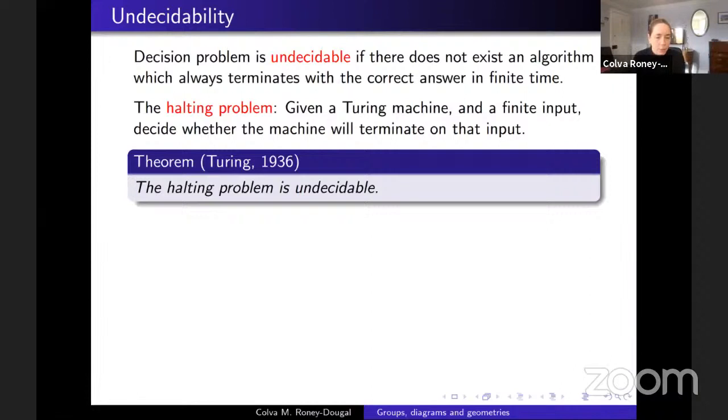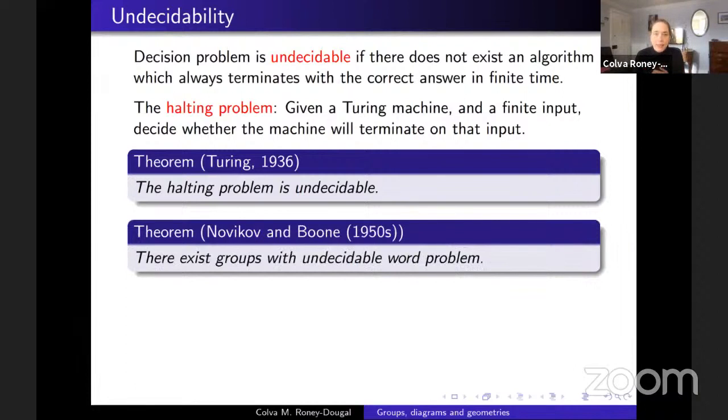So it was quite remarkable when Novikov and Boone, independently in the 1950s, showed that in fact there were groups with undecidable word problem. So there are finite presentations of the sort I showed you on the previous slide, where there is no algorithm to show that a word is equal to the identity in the group. But what Novikov and Boone showed was, in fact, there exist groups where there cannot be such an algorithm.